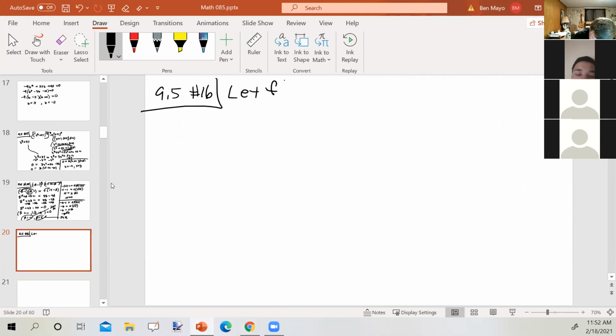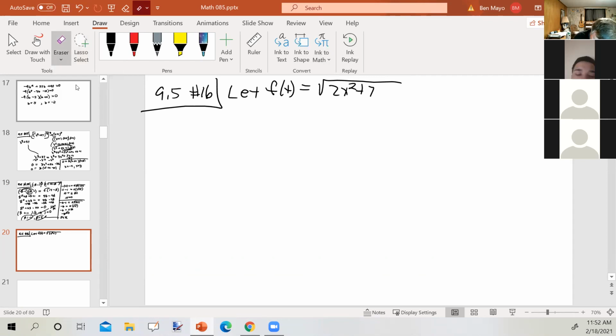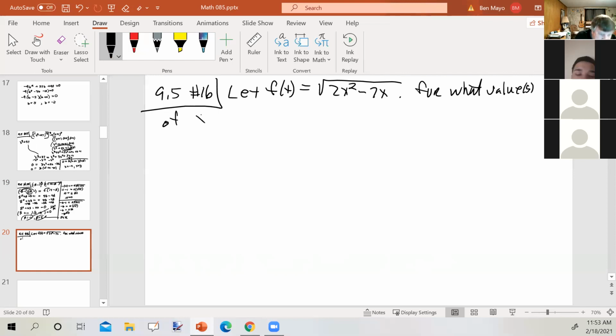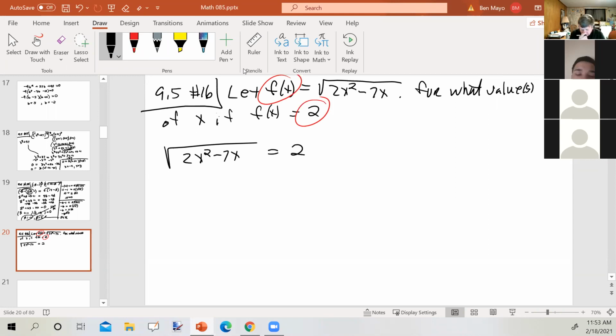It says let f of x equal the square root of 2x squared minus 7x. And then it says for what value or values of x is f of x equal to 2. So we're going to put 2 in the place of f of x. So our equation is going to be the square root of 2x squared minus 7x equals 2. And I went ahead and flipped the equation around because I like to have my square root on the left. That's just me, the way I am. Square both sides, and we get 2x squared minus 7x equals 4.